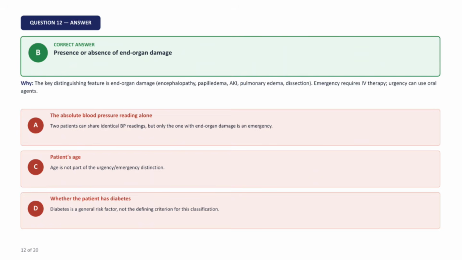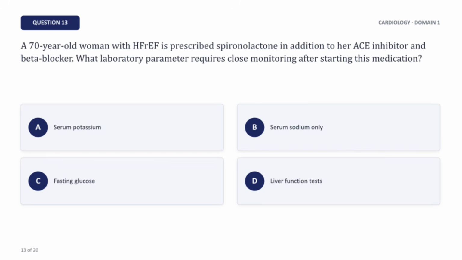Two patients can share identical BP readings, but only the one with end organ damage is an emergency. Now, why isn't C correct? Age is not part of the urgency or emergency distinction. Now, why isn't D correct? Diabetes is a general risk factor, not the defining criterion for this classification. Let's move on to the next question.